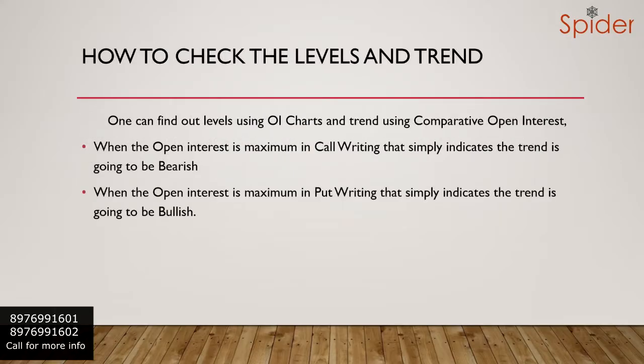Let's move on to how to check the levels and the trend of the open interest. One can find out the levels using open interest OI charts and the trend using the comparative open interest chart in our software. When the open interest is maximum in call writing, that simply indicates the trend is going to be bearish. When the open interest is maximum in put writing, that simply indicates the trend is going to be bullish.